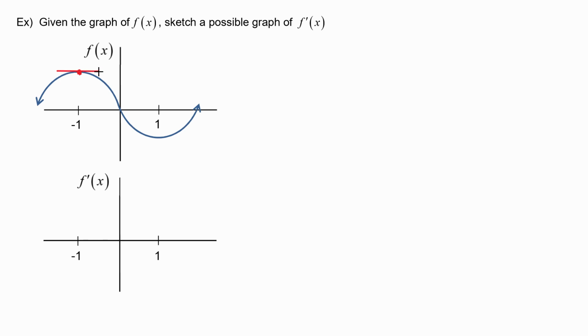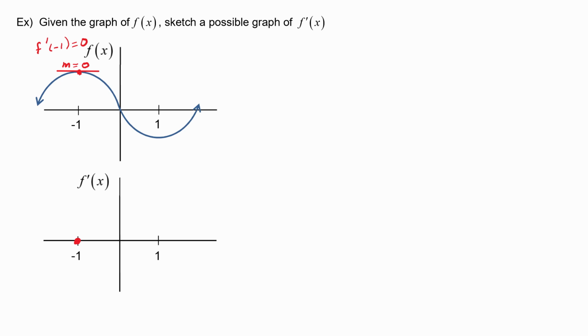we know the slope of the tangent line is 0. So that tells us that f prime of -1 has to equal 0. So that means the y value of f prime at x equals -1 is 0. So because this slope right here is 0, we come down on the graph of f prime and we have to put a y value of 0.